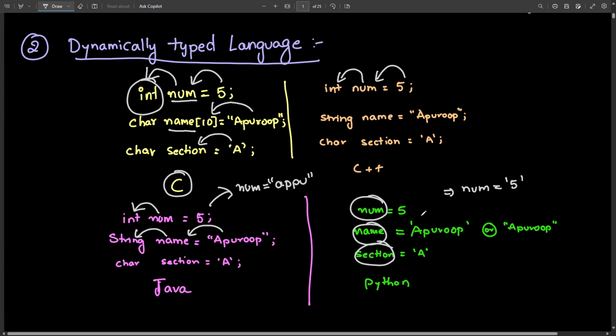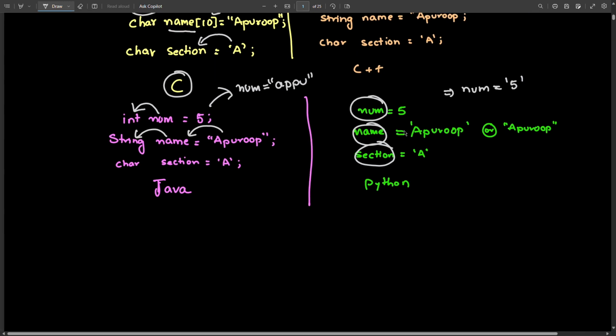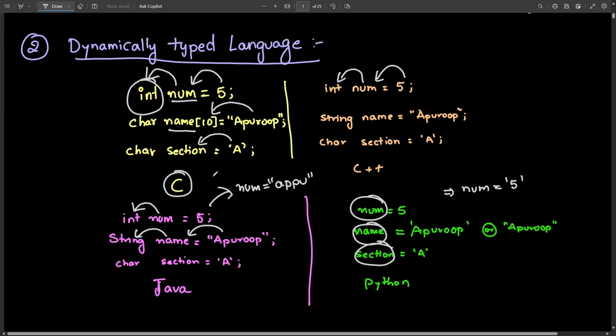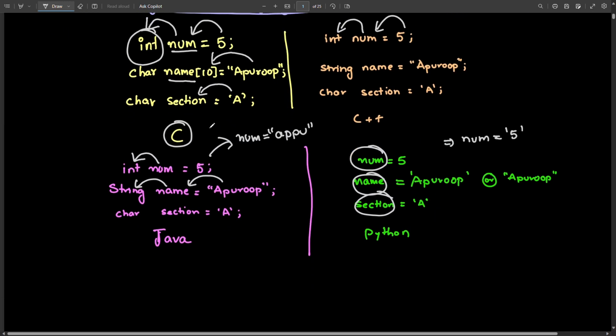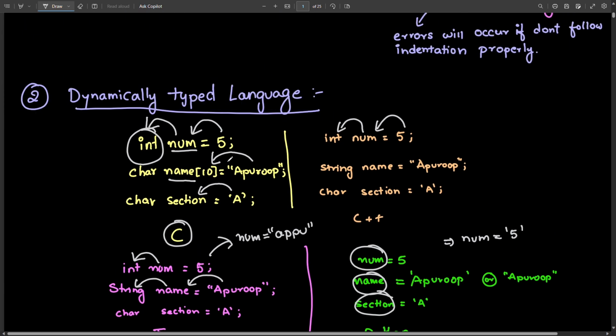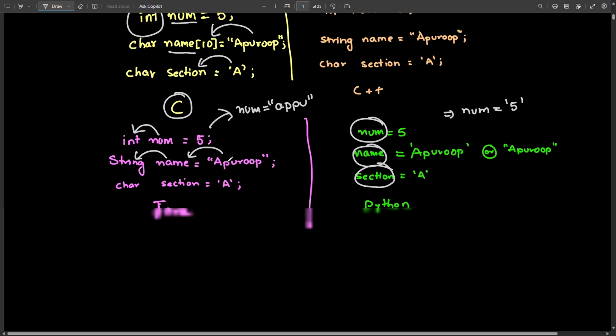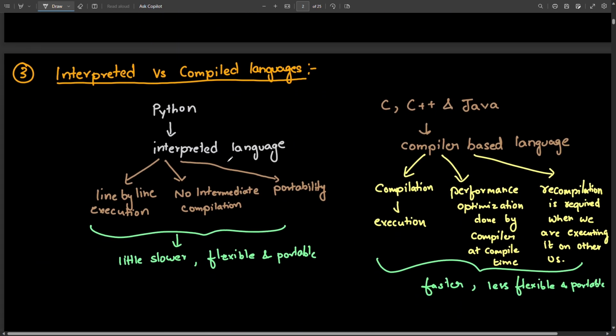Okay. And similarly, in case of Python, strings can be written within single quotes or in double quotes also. These are a few differences between C++, Java, and Python. And Python is a dynamically typed language. And when it comes to Python, Python is an interpreted language, whereas C++ and Java are compiler-based languages.